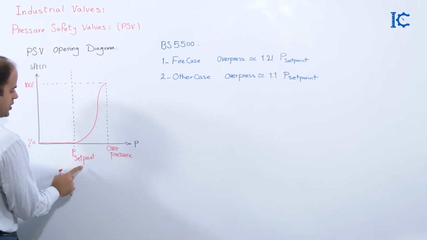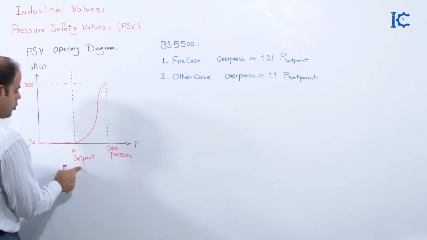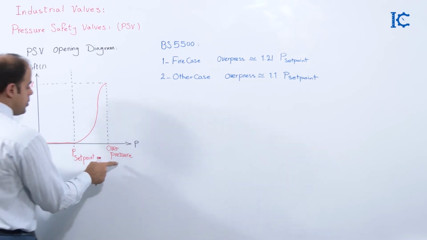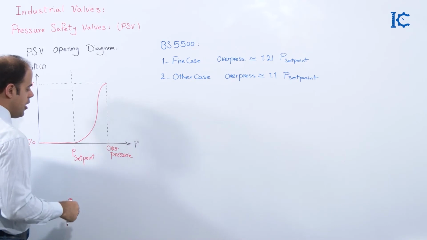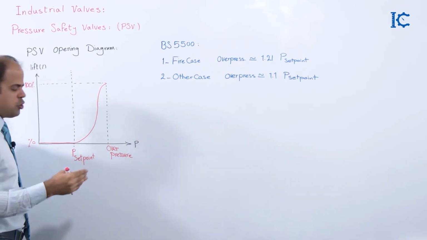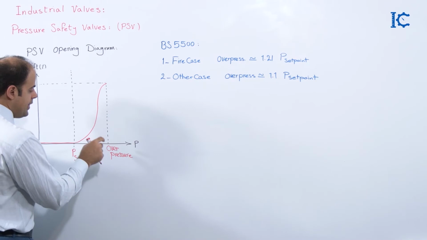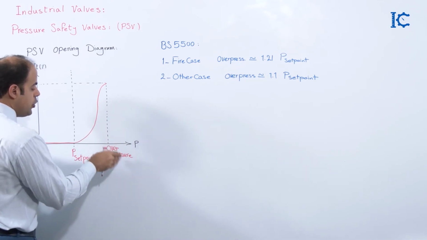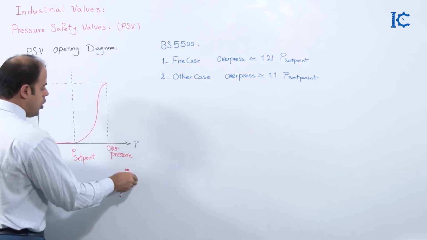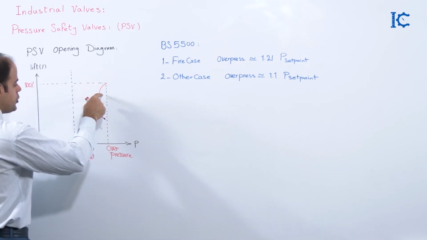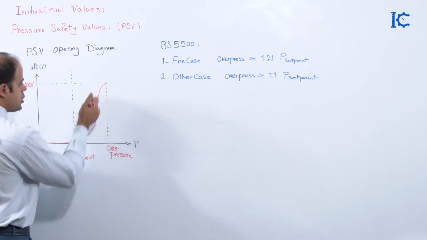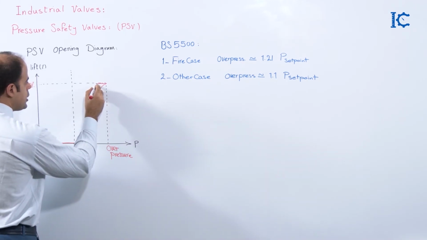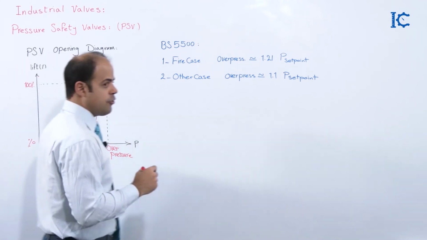As I told you before, the set point here is considered as 6 bar, and just imagine the overpressure based on the fire case was considered around 7.2 bar. It means that the time that the inlet pressure reaches 7.2 bar, we will have 100%, and the time that 7.2 bar starts to reach 6 bar, we will expect 100% of the lift from the valve.